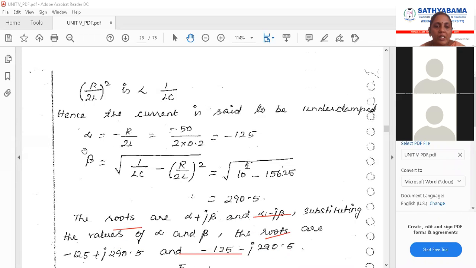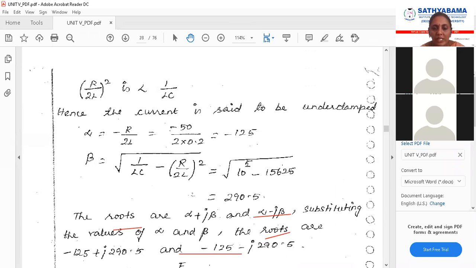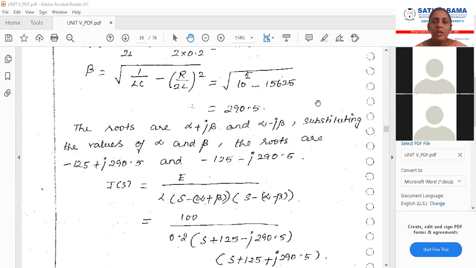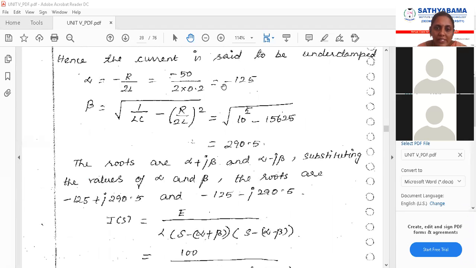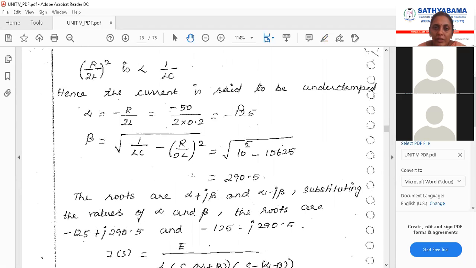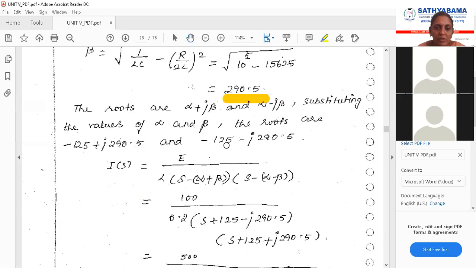Right? Now find out alpha value and beta value. We know alpha and beta by the formula, right? So alpha is equal to minus R by 2L, whatever we had got there, okay? And beta value. So alpha and beta value, find it out. After that, we are going to put it in the equation, substitute in the equation. Now see here, alpha value, we had got it as minus 125, okay? And beta value is 290.5. So both these values we had got. Now, we are going to substitute in the equation.